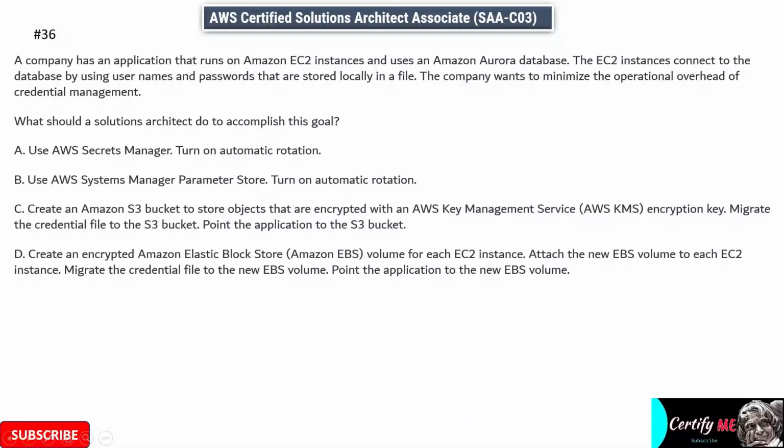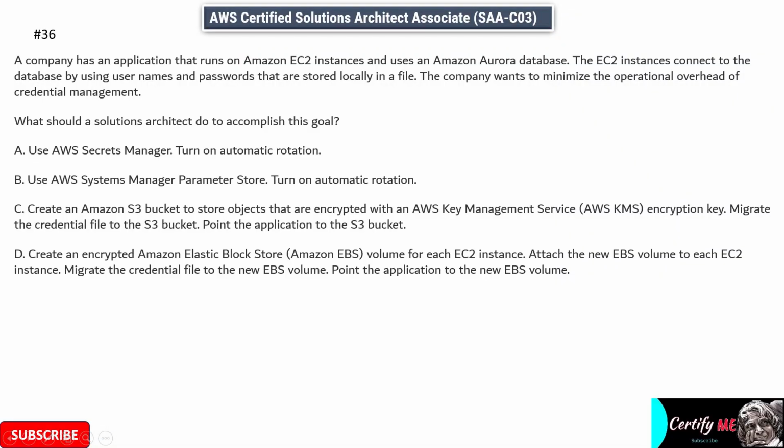Option B, use AWS Systems Manager Parameter Store, turn on automatic rotation. Option C, create an Amazon S3 bucket to store objects that are encrypted with an AWS Key Management Service encryption key. Migrate the credential file to the S3 bucket, point the application to the S3 bucket.